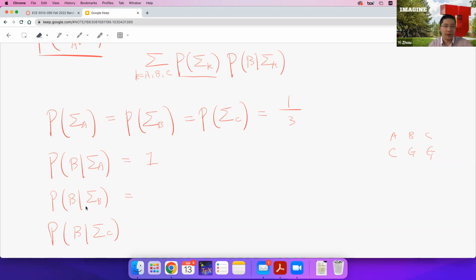And then looking at the second case, sigma B means that the car is now behind door B. If the car is behind B, then this event B can never happen, because event B means that the host reveals door B with a goat, but now door B has a car in it. So this happens with probability 0. And the last case is, well, the car is behind door C here.